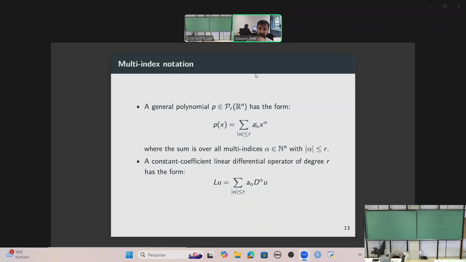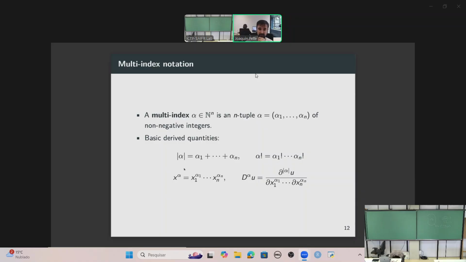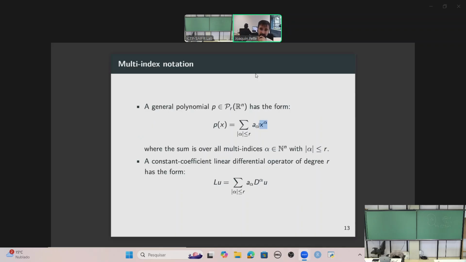We can easily write it in this way, where x alpha now is this thing here, right? It's the product of each of the coordinates exponentiated to each of the components here of the multi-index, and each of these terms has a constant coefficient here, and we are summing over all the possible combinations of multi-index that have its order less than r, right? So we can easily write a multidimensional polynomial in this way.